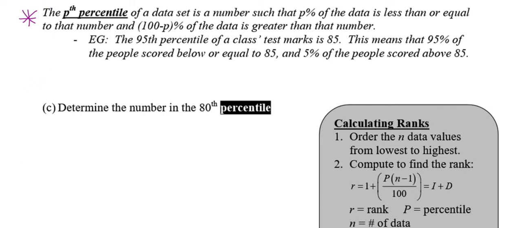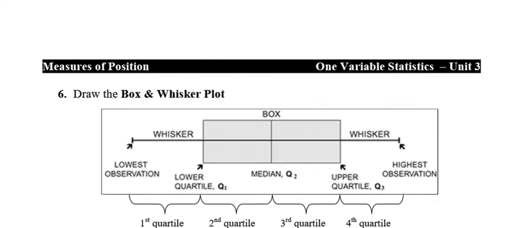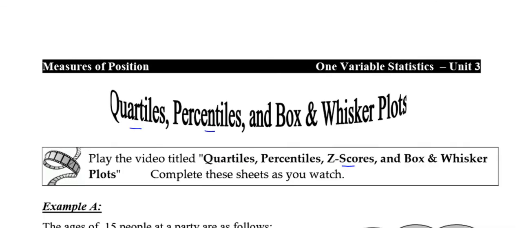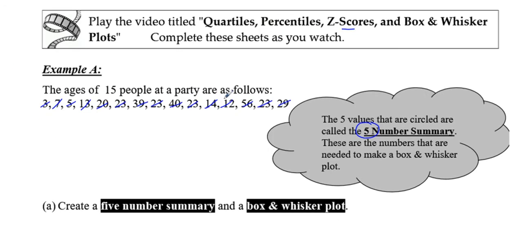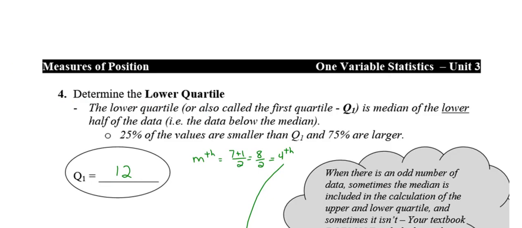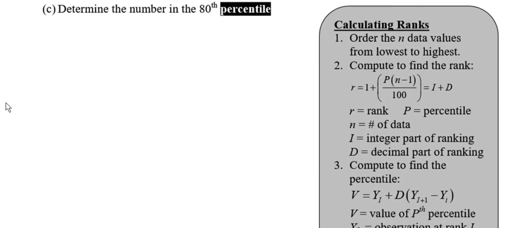So what we're going to do is use the same data about the ages, and we're going to determine the 80th percentile. If you remember from our very first part of this lesson, we were looking at the ages of 15 people at the party. So what we're going to do is calculate the 80th percentile. And here's how you do it.